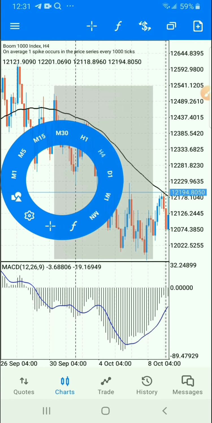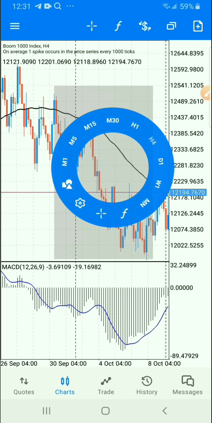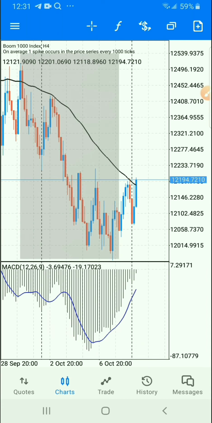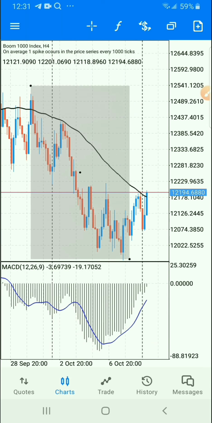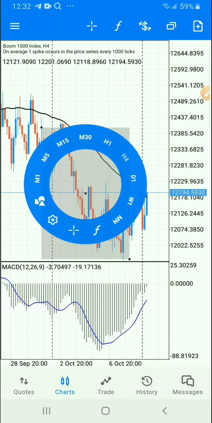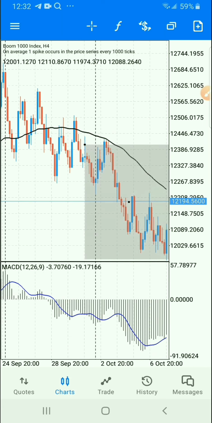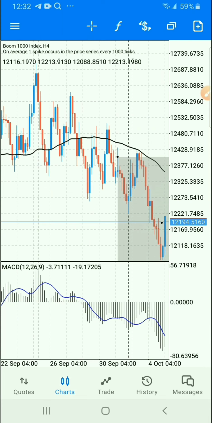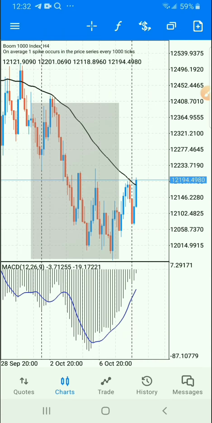Okay, and we can check the trend. Let me say the trend started from somewhere here. Okay, somewhere there, or let me say somewhere here. Now I noticed that this is a downtrend because we have started getting lower lows and higher lows. So I check this and say this is a downtrend.